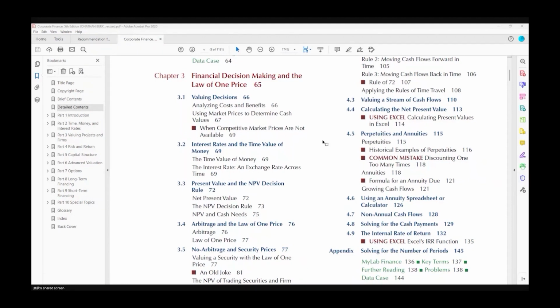Positive NPV means that the benefit we will receive by investing our money in that project exceeds the initial investment. So it's beneficial, it's profitable. Otherwise, we do not take it. And the derivation of the NPV includes two parts.